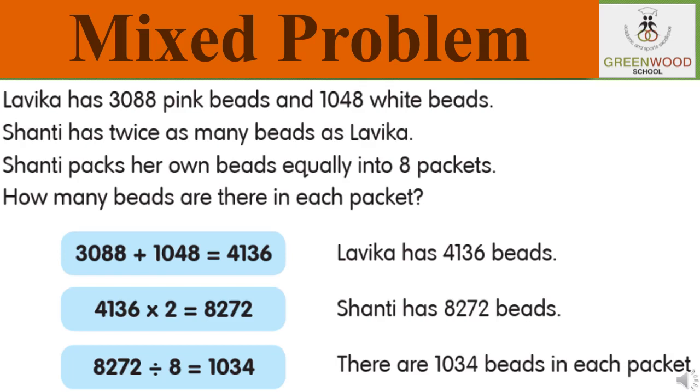So we can say that Shanti has 8272 beads. Now read the third line. Shanti packs her beads equally into 8 packets. So how many beads are there in each packet? That means we have to divide 8272 by 8 and we get the answer as 1034. So we can say that there are 1034 beads in each packet.